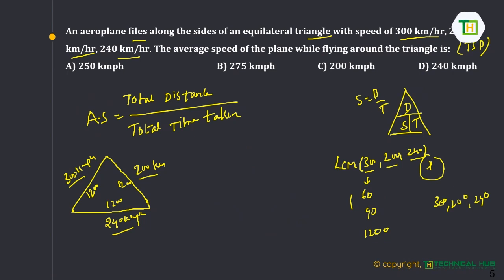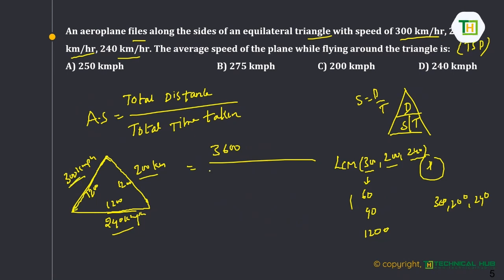Then see, what is the total distance here? The total distance means the sides of the equilateral triangle, 1200. This side is 1200 and this side is 1200. So the total is how much? 3600. Okay, so what is the total time taken?